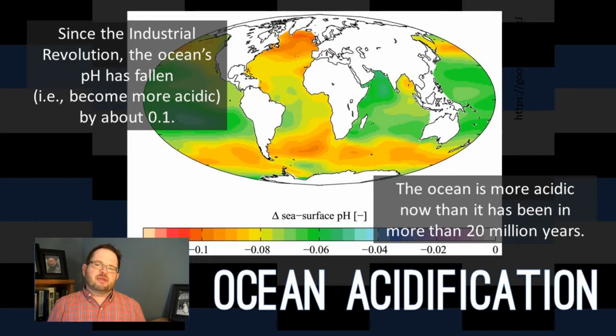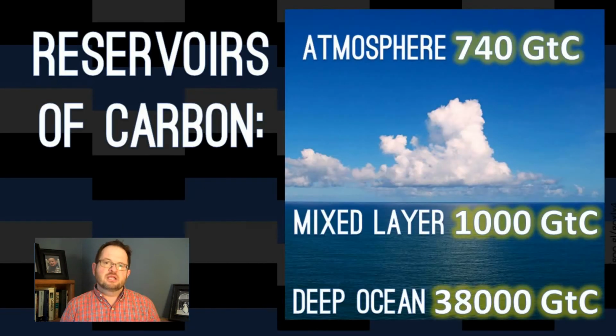Paleoclimate records and paleoproxies tell us that the ocean is now more acidic than at any time in the last 20 million years. We are definitely changing the acidity as the ocean absorbs more and more carbon dioxide from the Earth's atmosphere. So let's actually talk about how that works.